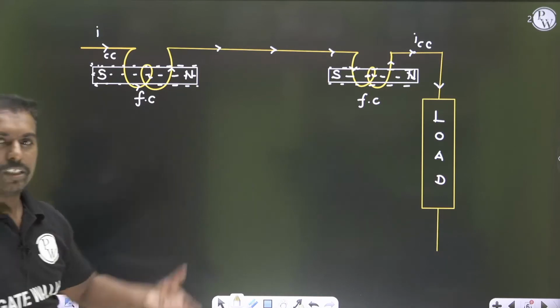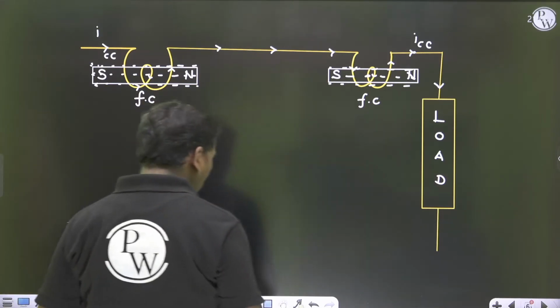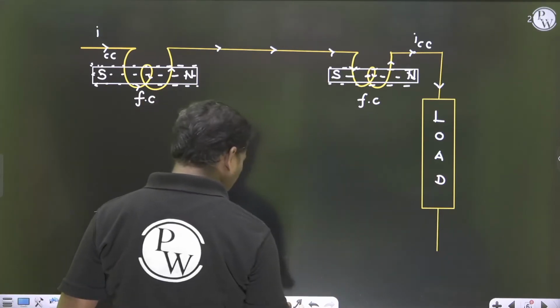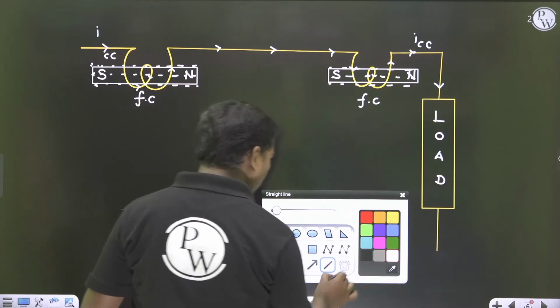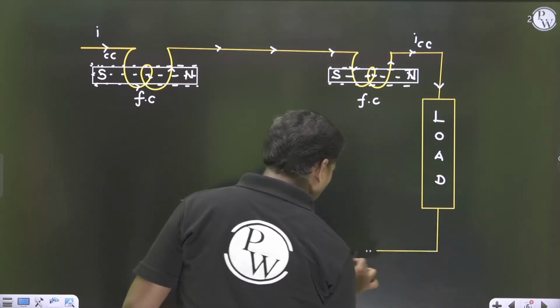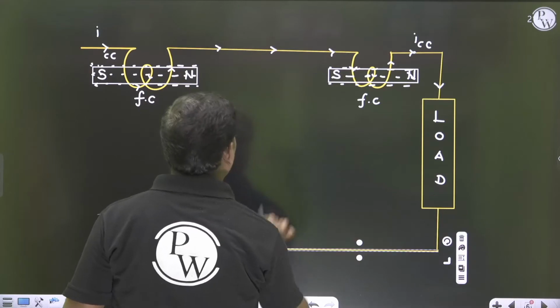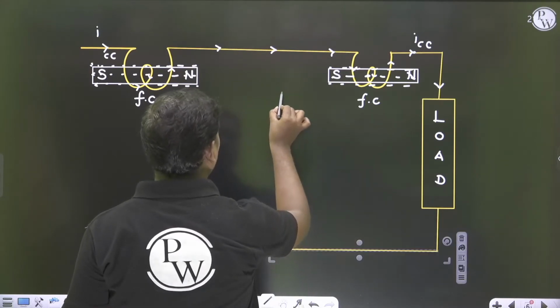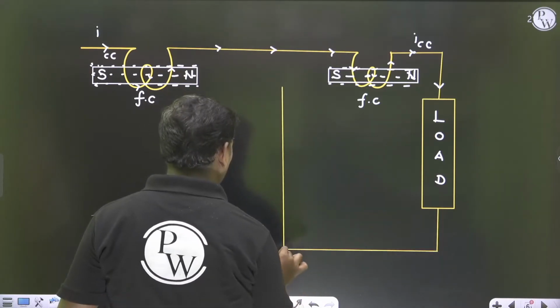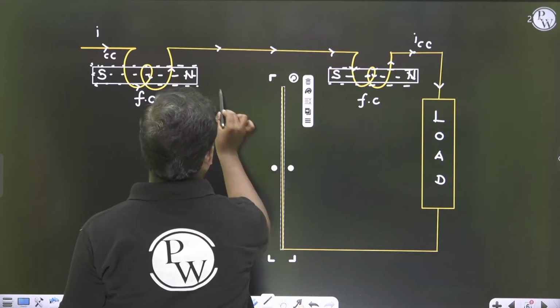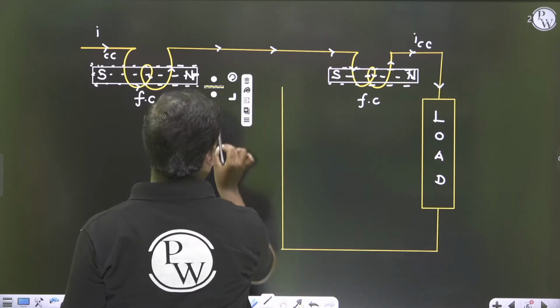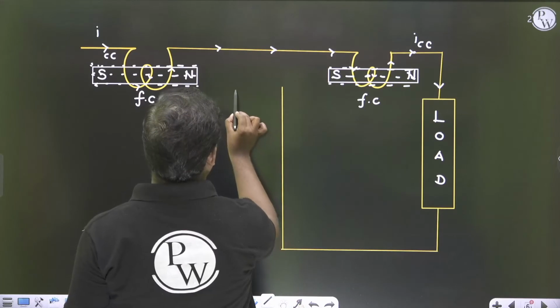So between the two magnets, now here comes our moving coil. So here there is a moving coil.